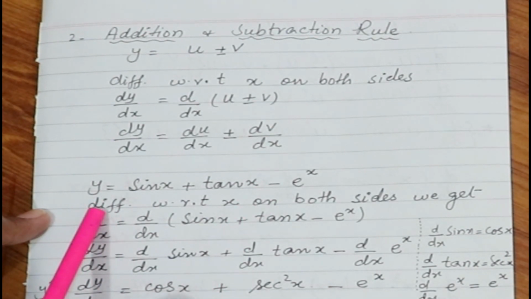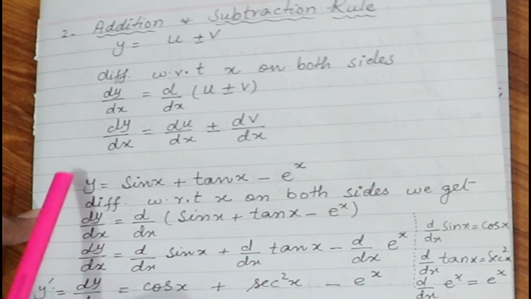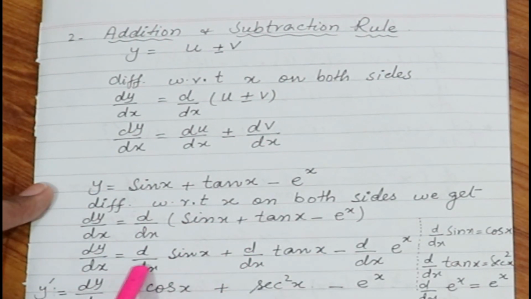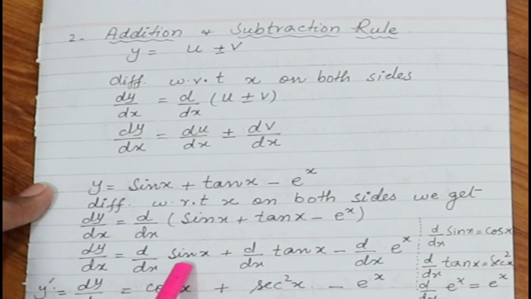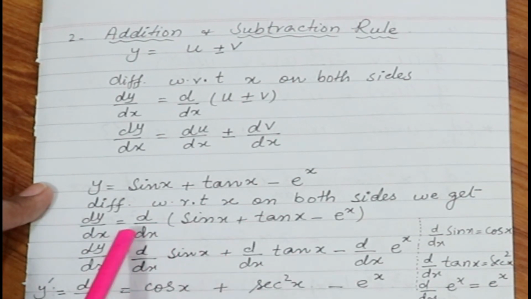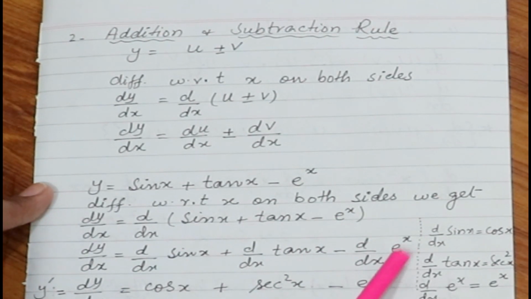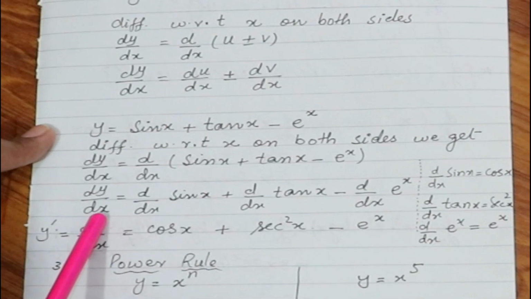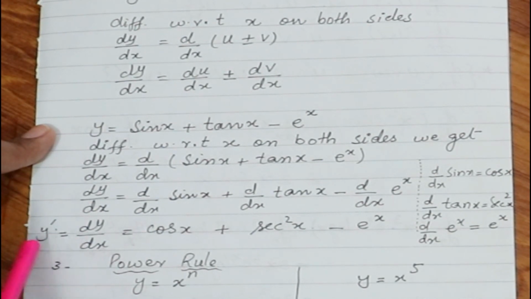When we take differentiation on both sides, left hand side as well as right hand side, the derivative will apply first of all on sine of x, then on tangent of x, then on minus e of x, which means the exponential function. dy upon dx we represent with y prime, meaning first derivative.